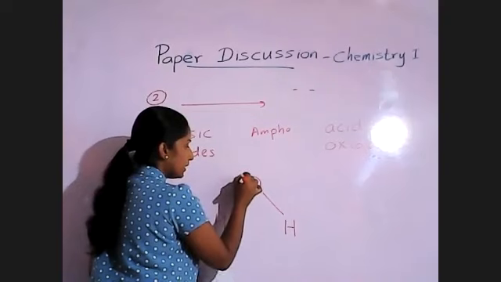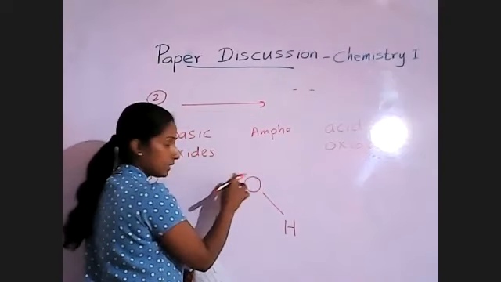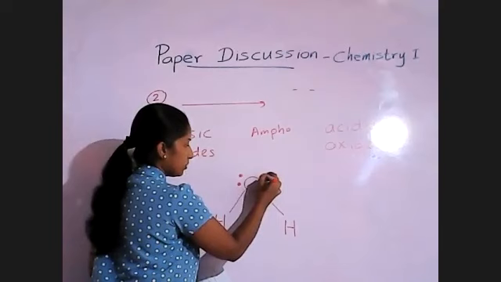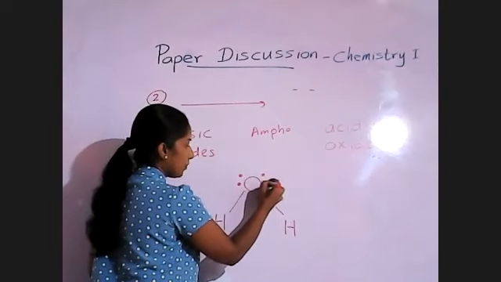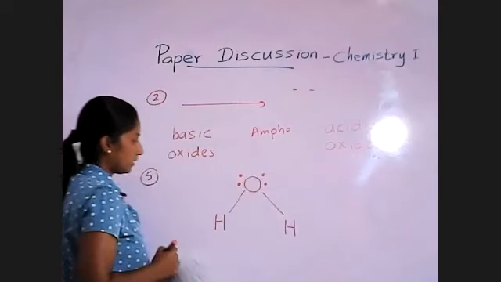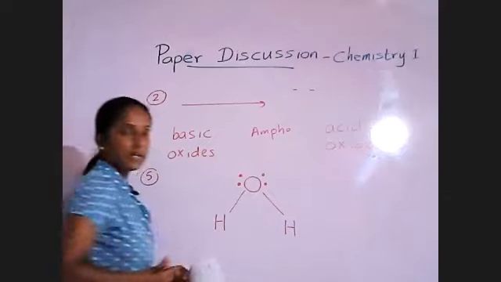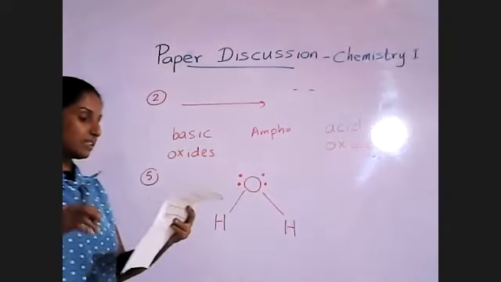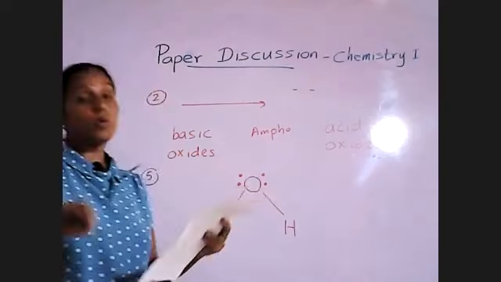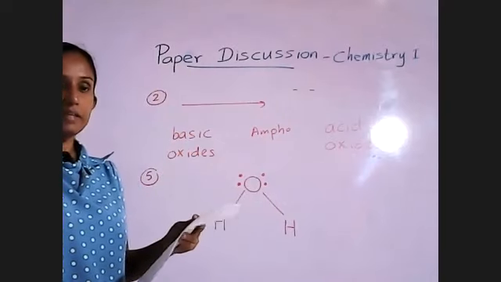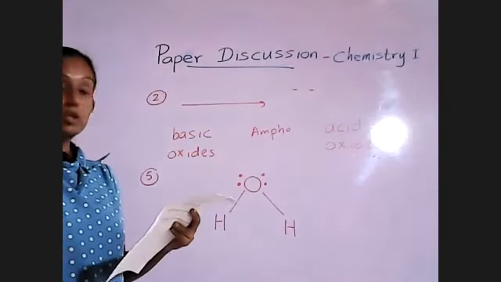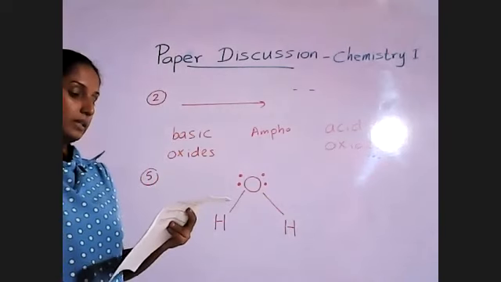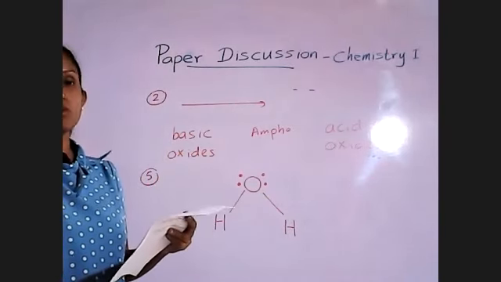If we draw the Lewis structure, use only the dots here. Two lone pairs, then the two hydrogen atoms. What is the question here? The number of lone pair electrons. Then what is the answer? Not lone pairs. They have asked the number of lone pair electrons.